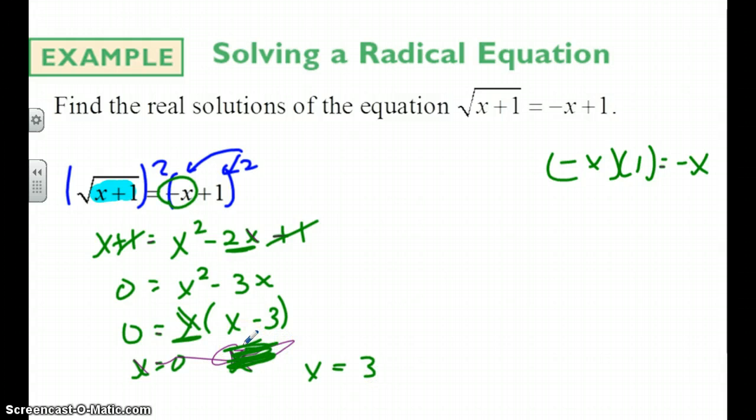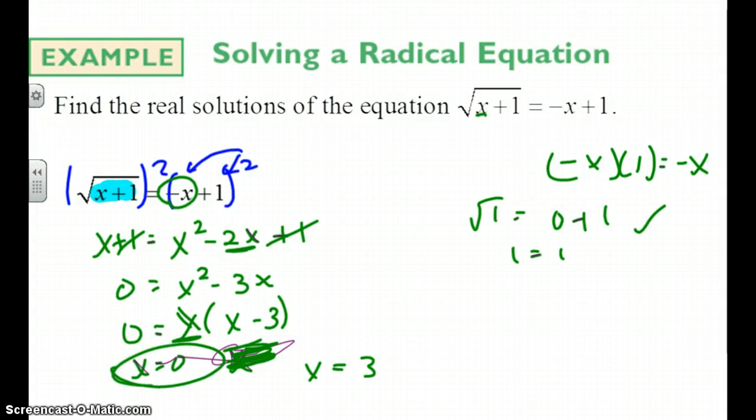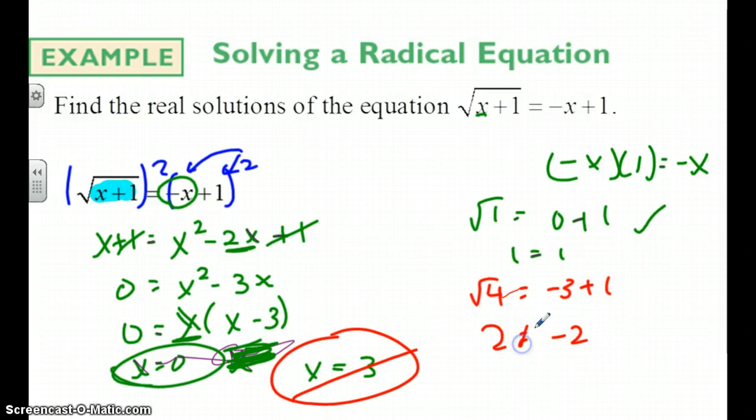So remember, you're not done until we check our solution. So let's plug the 0 in. 0 plus 1 is the square root of 1. And 0 plus 1, and 1 equals 1, and I think that checks. So I think 0 is a good solution. Let's try my 3. 3 plus 1 is 4, the square root of 4. Let's check to see if that's equal to negative 3 plus 1. No, 2 does not equal negative 2, so I'm going to throw that solution out.